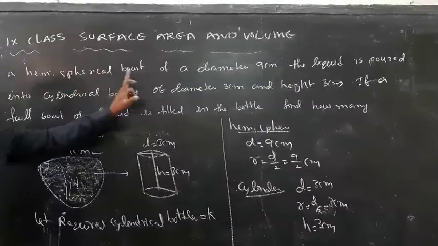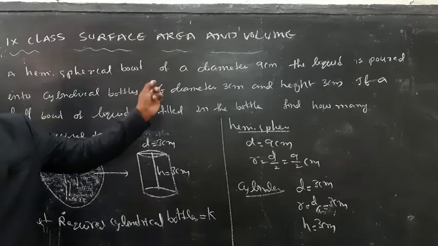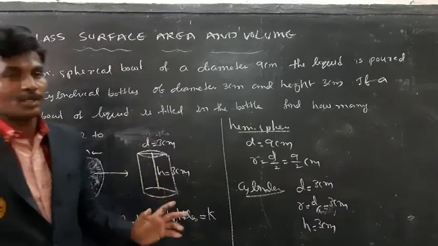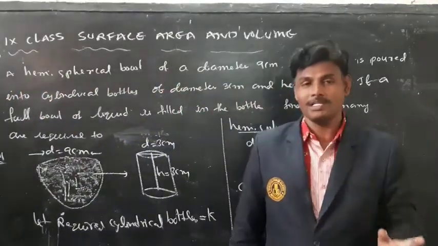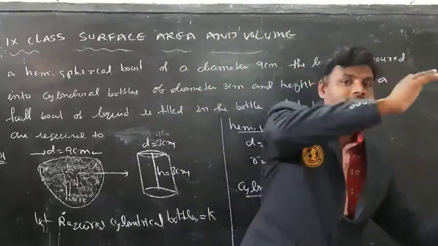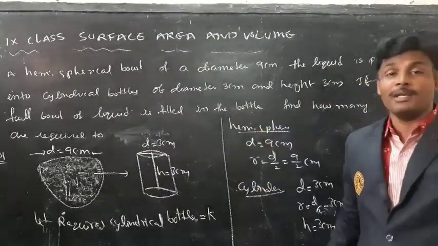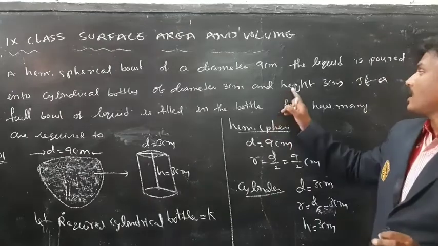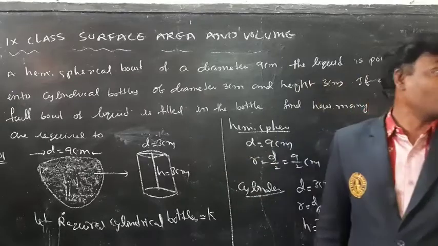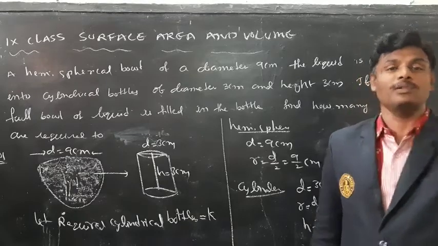A hemispherical ball of diameter 9 centimeters. What is the diameter of the ball? 9 centimeters. The liquid is poured into cylindrical bottles. So here one hemispherical ball is there, that is full filled with a liquid. That liquid is pouring into cylindrical bottles of diameter 3 centimeters. So the diameter of the cylindrical bottle is 3 centimeters and height is 3 centimeters. So we have to empty that ball. What you have to find here? You have to find how many cylindrical bottles are required to empty the ball.